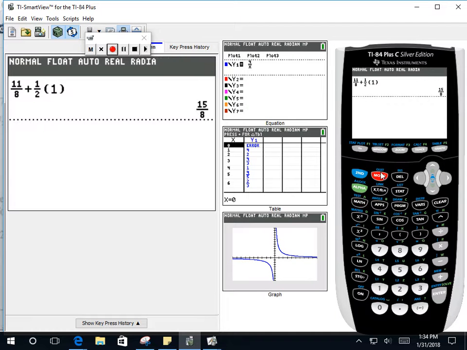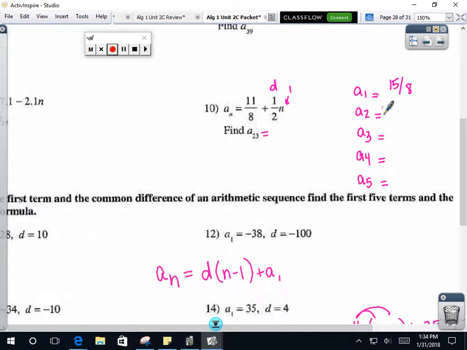Okay, so now to figure out the second term, what do you think I'm going to do? Okay, or you could also do what? You could either add 1/2, since we know that's our d, we could add 1/2 to this, or we could plug in 2 for the n. Either way you want to do it. Okay, so when you plug in 2 for n, or you add 1/2 to that, what do you get? 19 over 8. Which way did you do it?